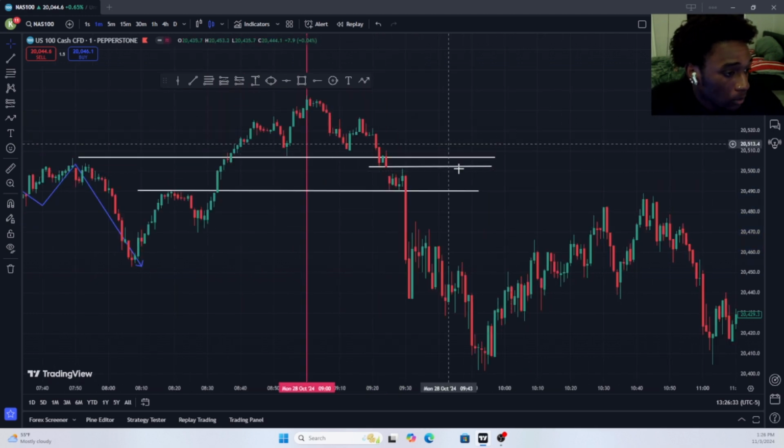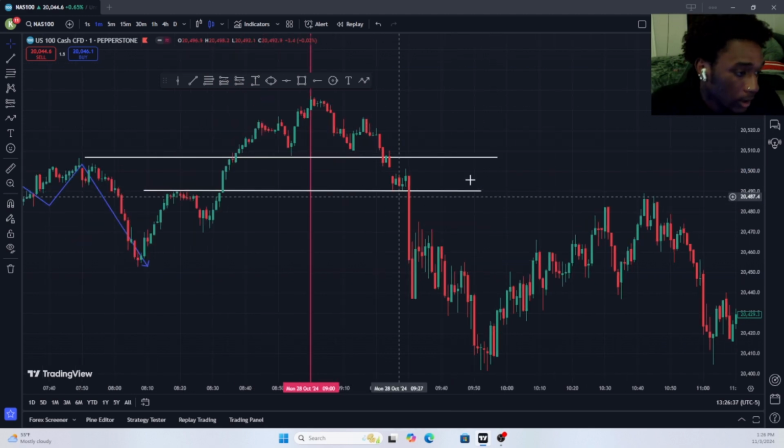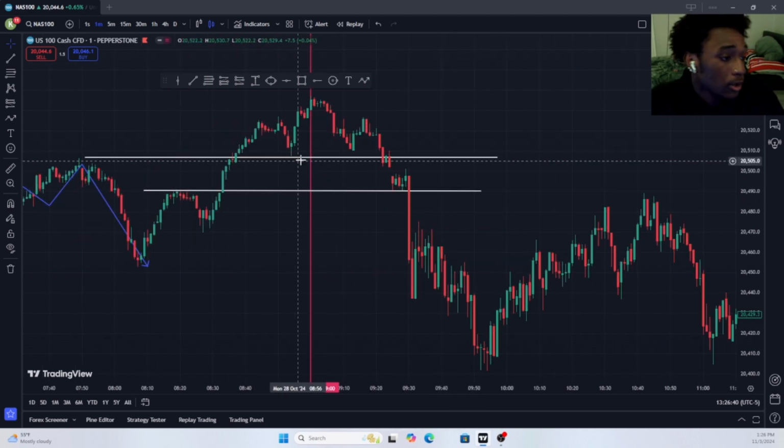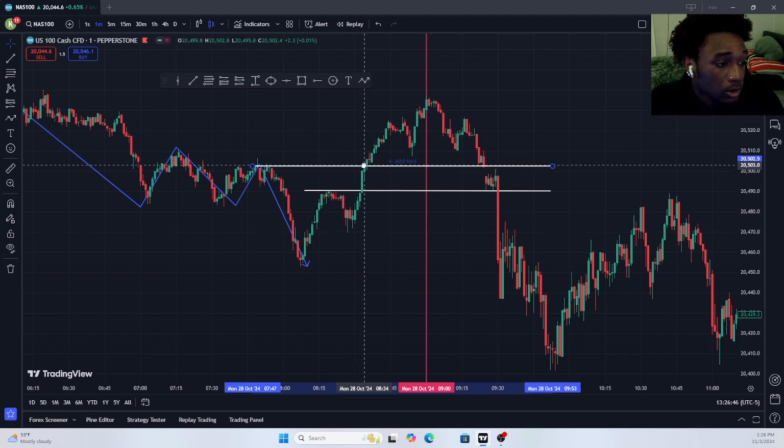Now, as we can see right here, NAS100 has not been giving us breakouts so far. We don't see NAS100 giving us breakouts like US30 last week. So that's a good sign.